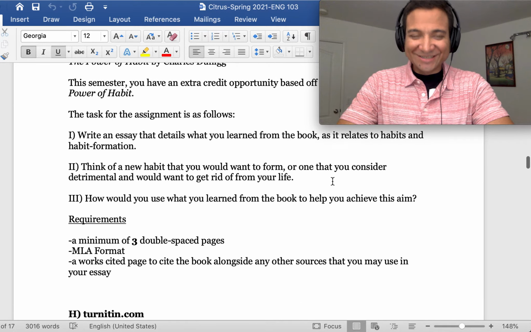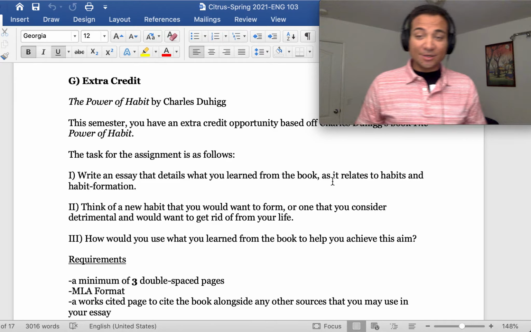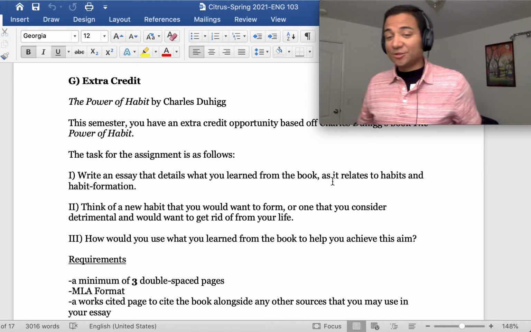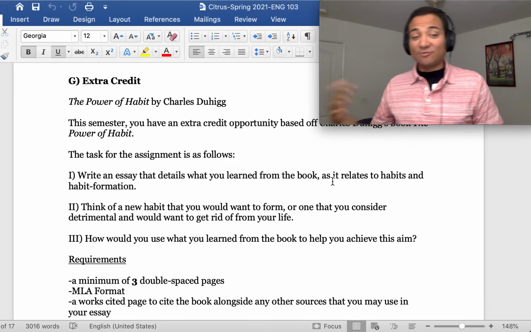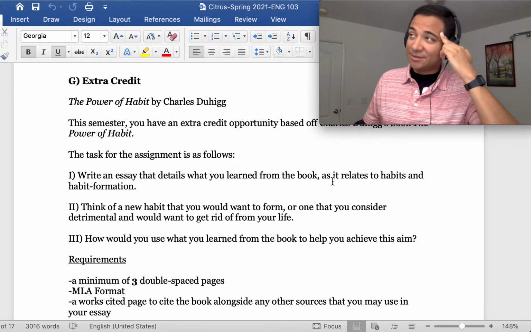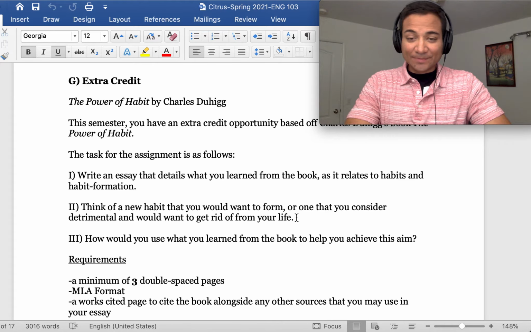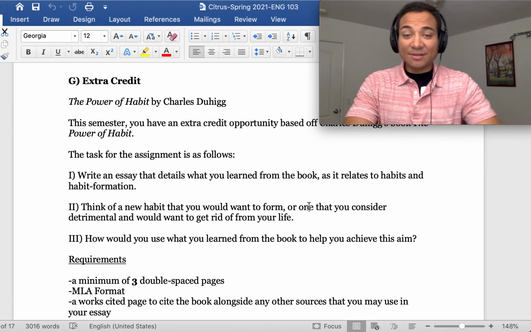There it is. Okay, essentially this is what it is. The book is about habit formation. So you're going to write an essay that details what you learned from the book as it relates to habits and habit formation. And then think of a new habit that you would want to form.